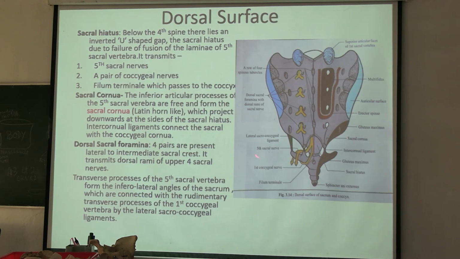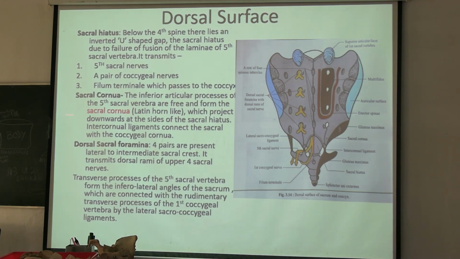You have to show the sacral hiatus in the bony specimen, also given in your OSPE, if bone is given in OSPE. So sacral hiatus: below the fourth spine, there lies an inverted U-shaped gap. Here, this gap. Okay, 1, 2, 3, 4, fourth spine, there is a gap. And the sacral hiatus is formed due to failure of fusion of lamina of fifth sacral vertebra.